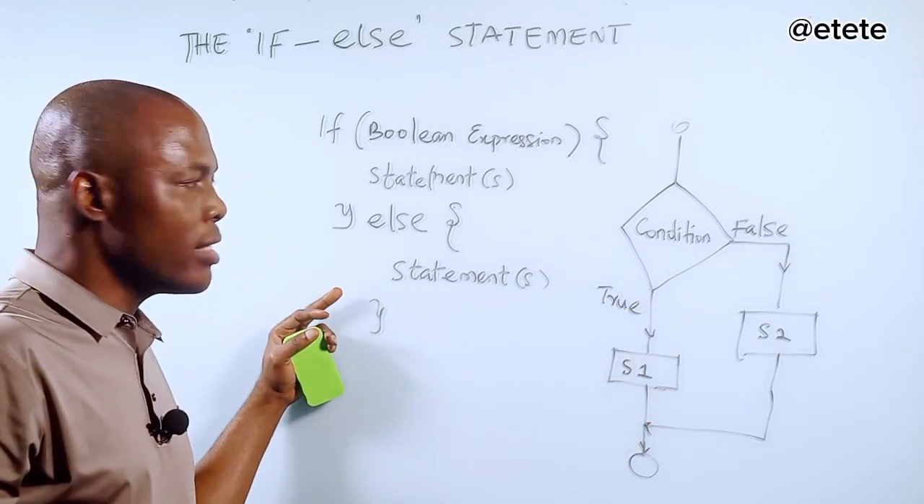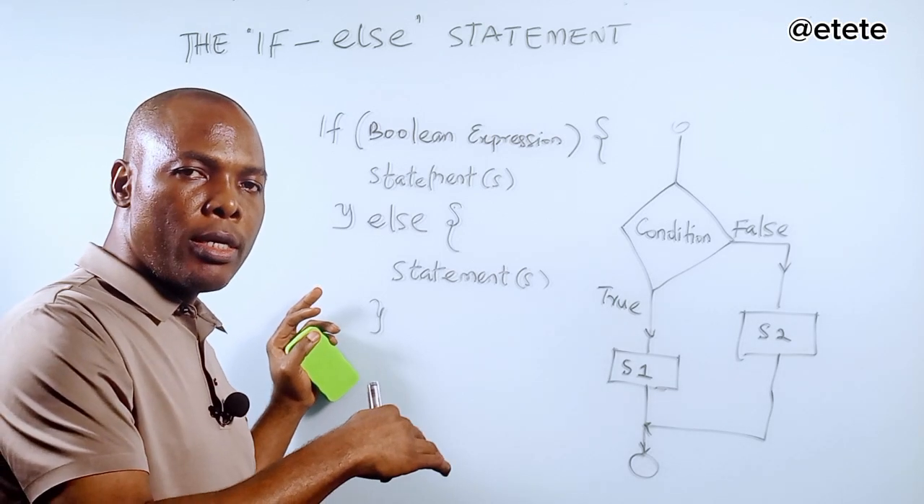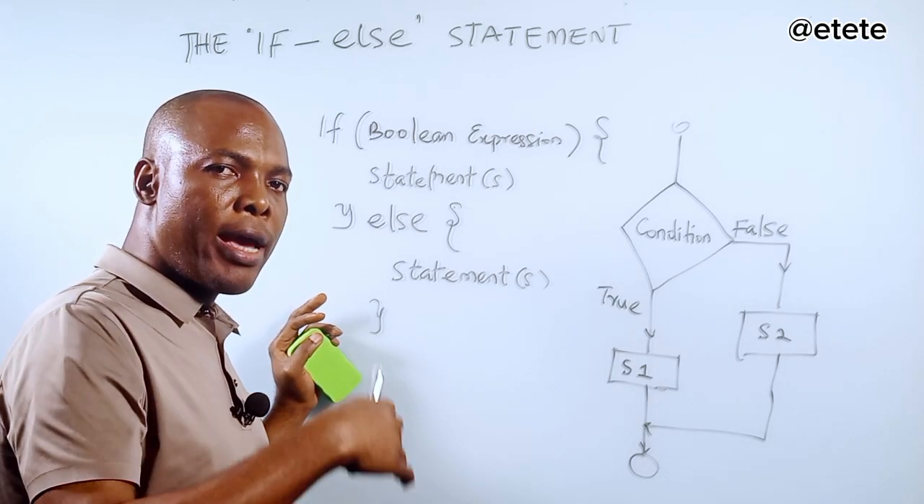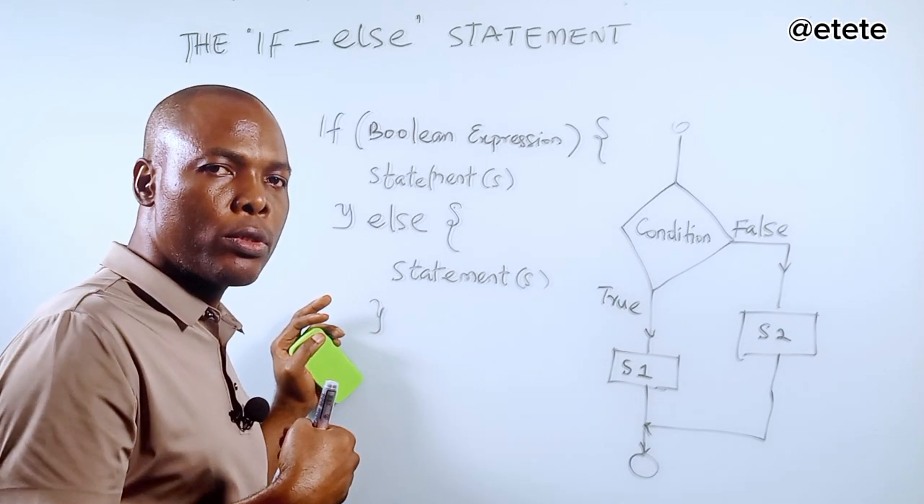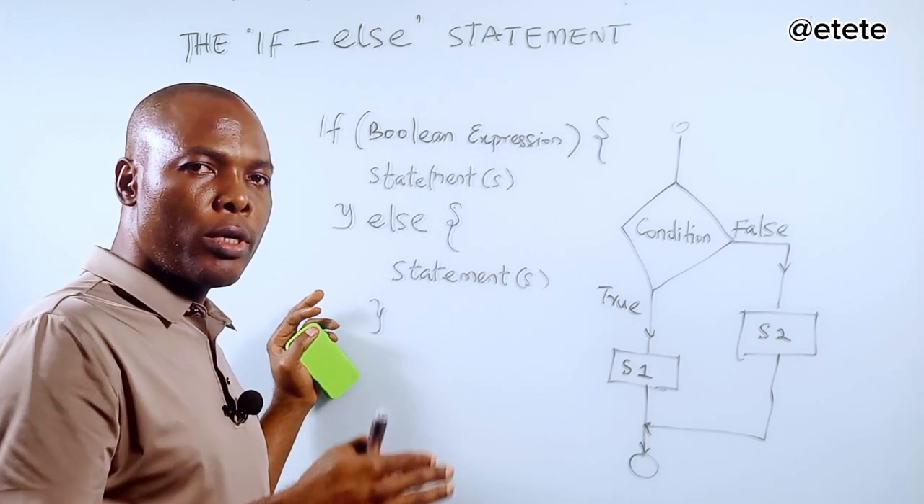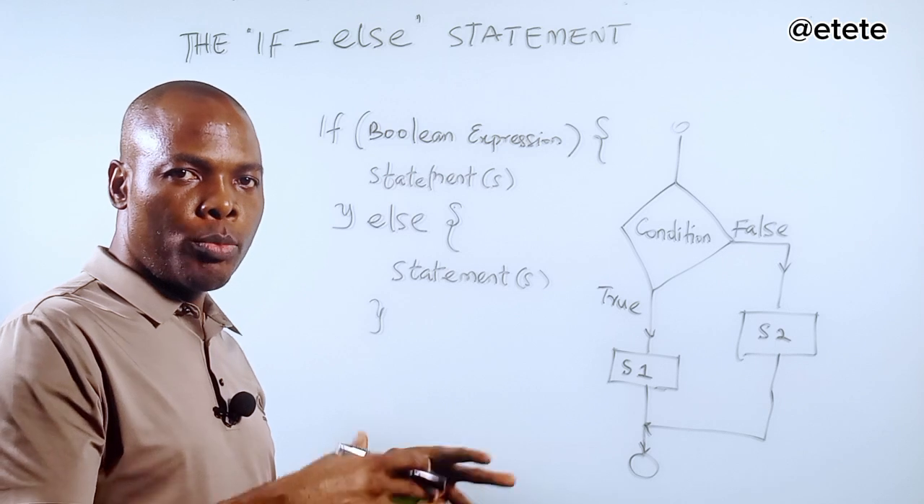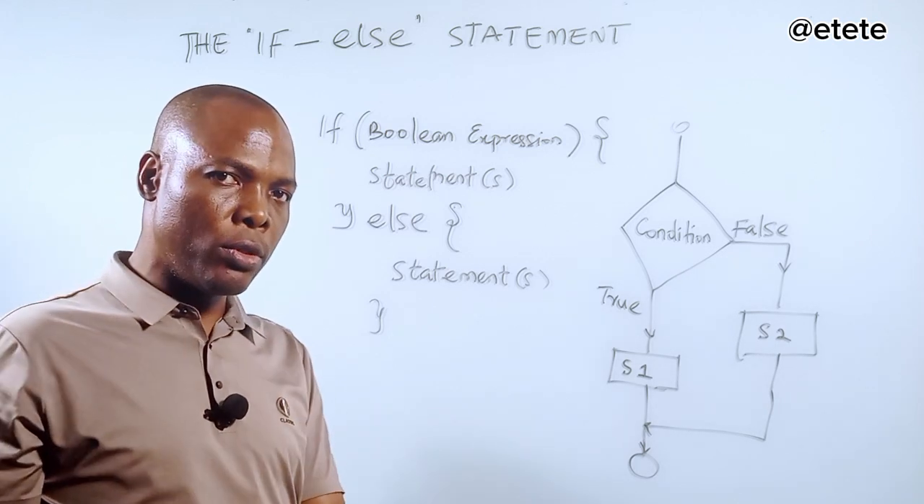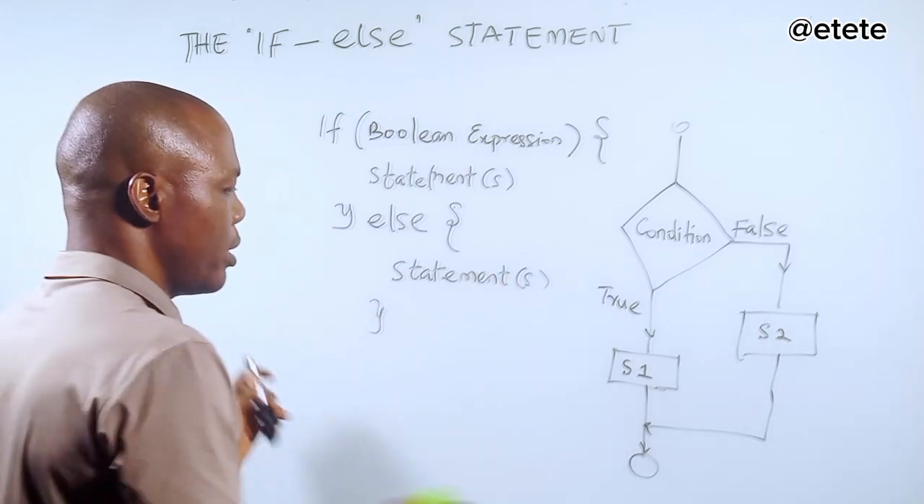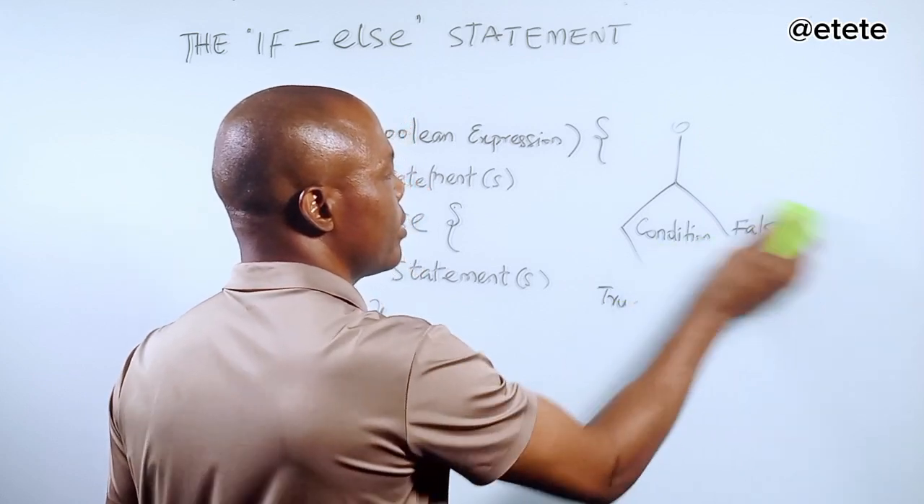So we are going to write the same program that we used in our if statement, where age is coming to vote. So if the condition is true, then it will print out eligible to vote. If the condition is false, it will print out not eligible to vote. That is what I'm going to show you. So let me write that on the screen.